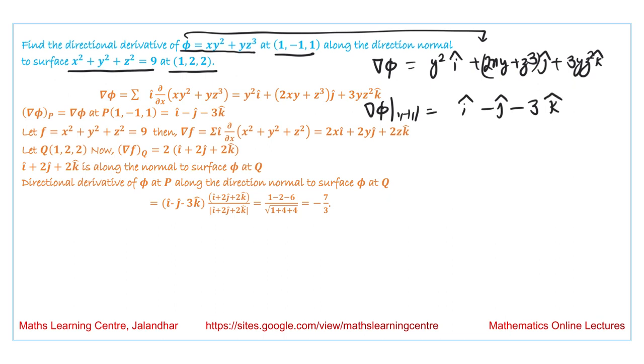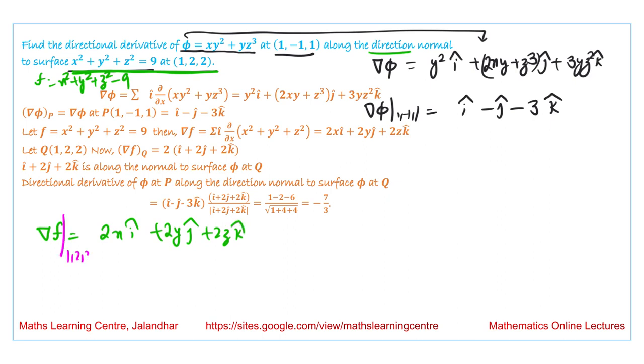Now we have to find the gradient in the direction normal to this surface at this point. So we have to find the normal to this surface, which is given by the gradient of f. We write f is equal to x square plus y square plus z square minus 9. We get 2x i cap plus 2y j cap plus 2z k cap. If we calculate this gradient at the point (1, 2, 2), 2 is common, and we are left with i cap plus 2 j cap plus 2 times k cap.